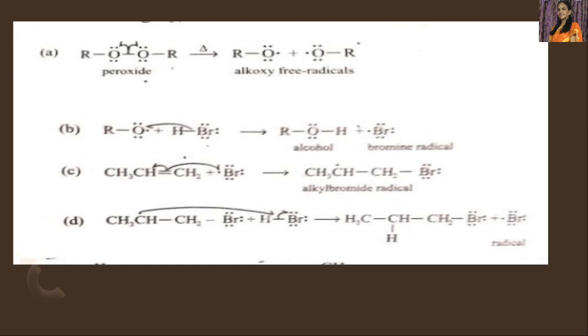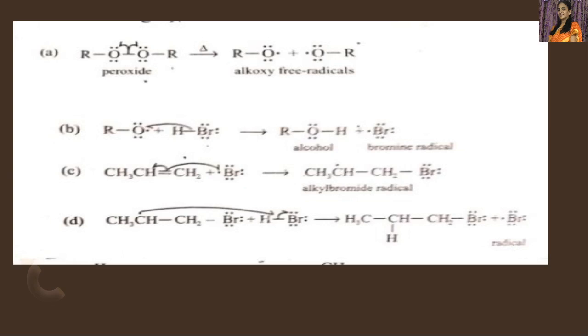In the free radical addition reaction, the addition reaction is initiated by a free radical. And here we are considering addition of HBr to propene, CH3 CH double bond CH2. This is the substrate and HBr is the reagent. So addition of HBr to propene in the presence of peroxide is the best example for free radical addition reaction.